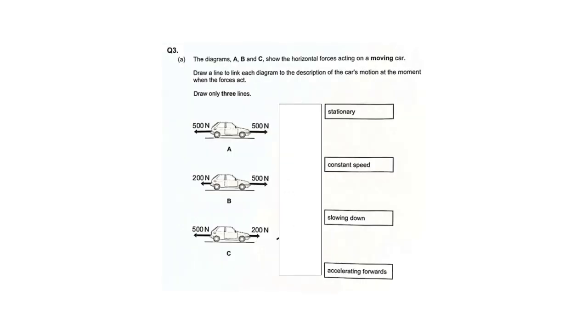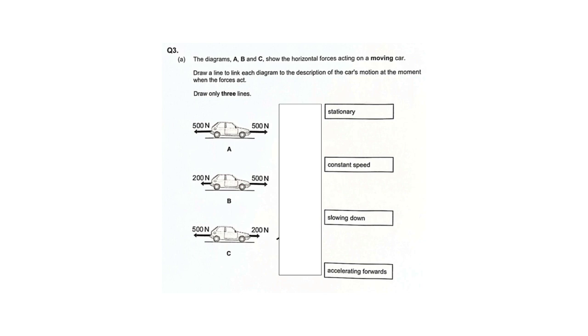Next one, question 3. And here, a lot of people make mistakes because they don't read the question carefully. The diagrams A, B, and C show the horizontal forces acting on a moving car. So the car is already moving. Remember, if an object is moving and no force is applied to it, or the resultant force is zero, the object keeps moving in the same direction at the same speed. And if you're applying a force to the object, it's going to accelerate or change direction or speed.